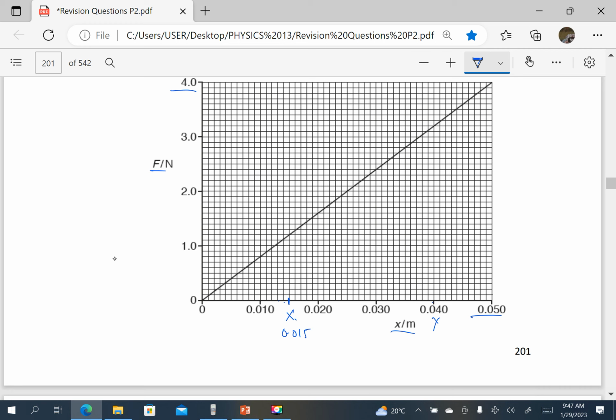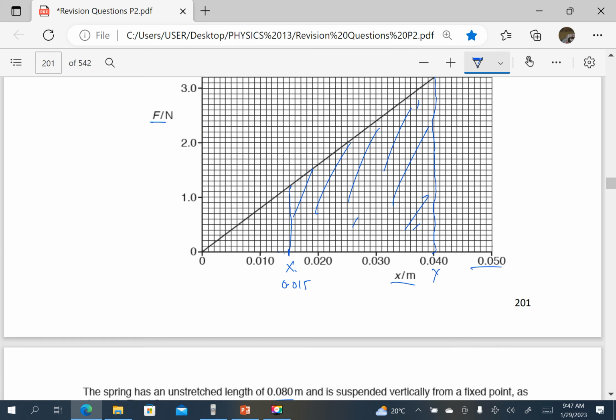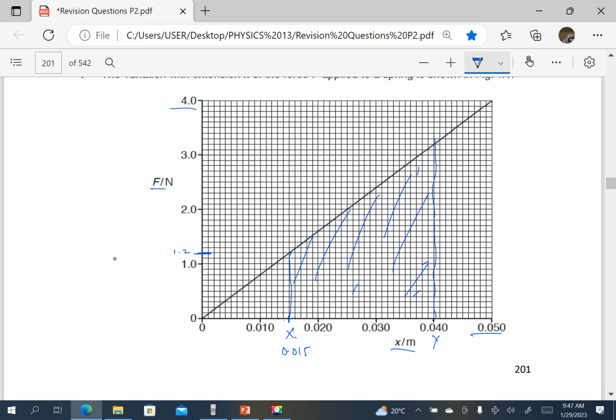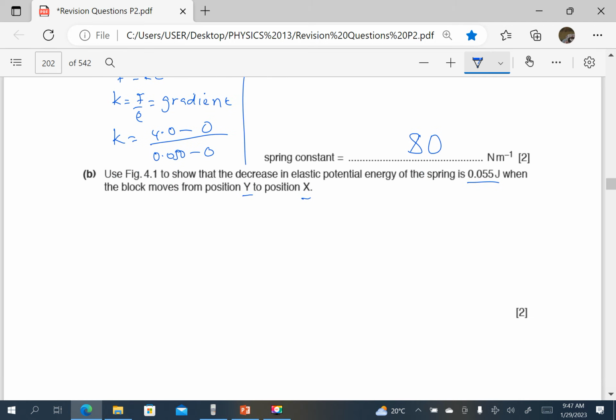So we want the change in elastic potential energy, which is going to be precisely the area under this part of the graph. On the y-axis, this value is, I think, 1.2 because the scale is 0.1. Then this one, I think, is 3.2. So we can use any expression. We can use elastic potential energy equal to 1/2 F times X, or we can use 1/2 KX squared since we have K, or we can use the area under the graph.